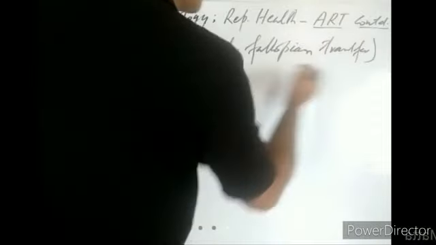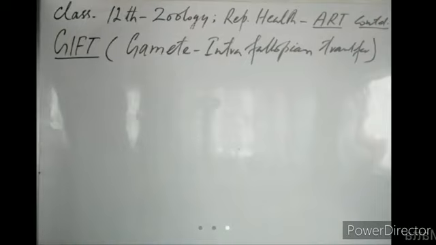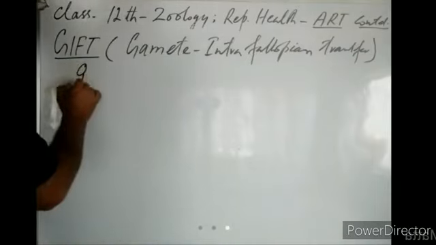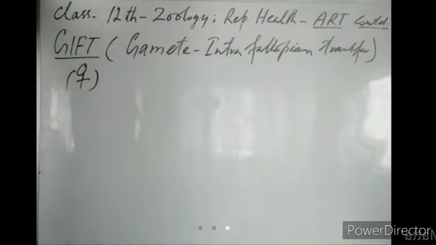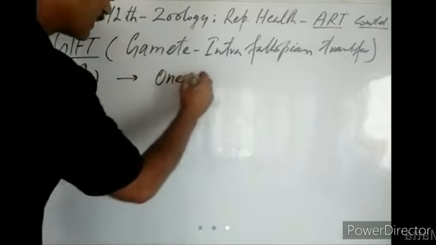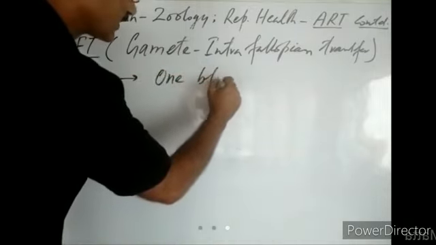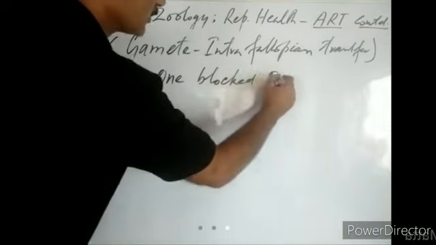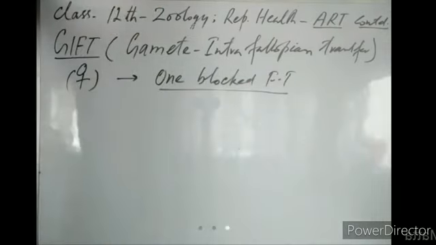For whom is this technique used? It is only used for infertile females. So GIFT is given to females, right? Why is it used for females? There are some females who have one blocked fallopian tube. I told you earlier, a female needs to have both fallopian tubes functional for fertility, right?